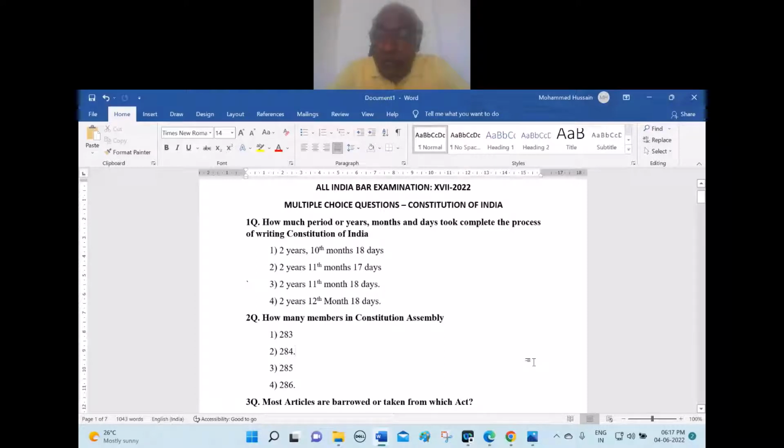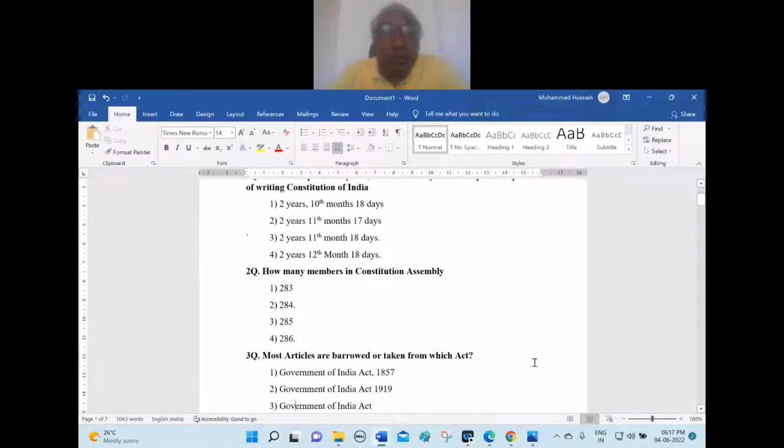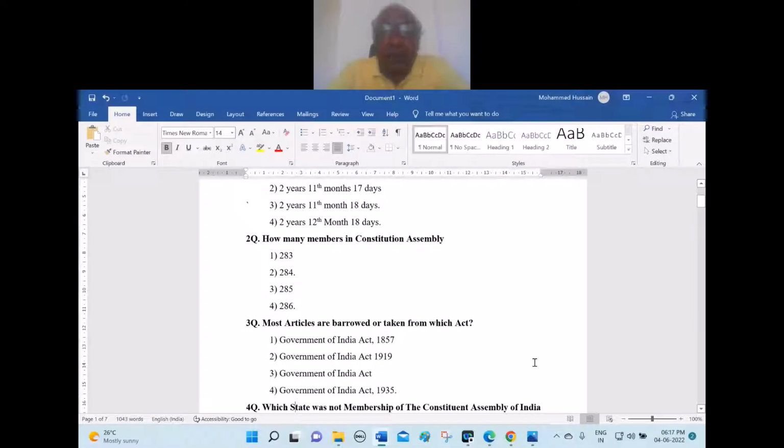And the next, third question: anyone can unmute and read the third question? Most articles are borrowed or taken from which act? Number 1, Government of India Act 1857. Number 2, Government of India Act 1919. 3, Government of India Act, and 4, Government of India Act 1935. Fourth one, sir.